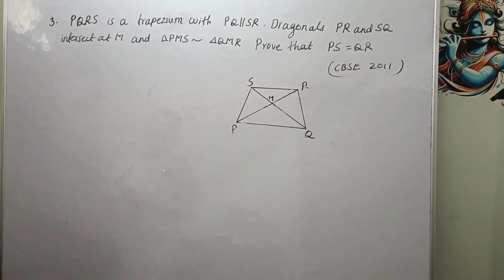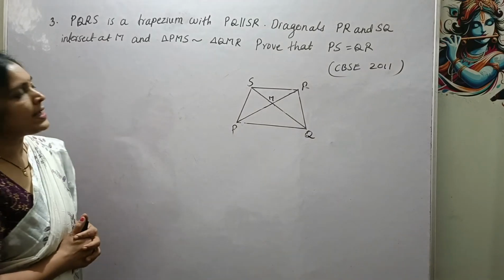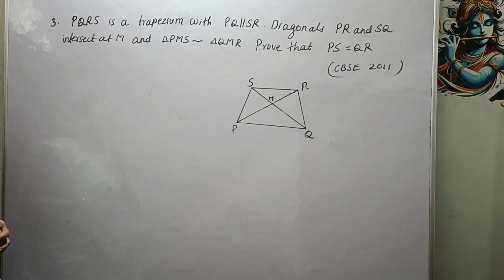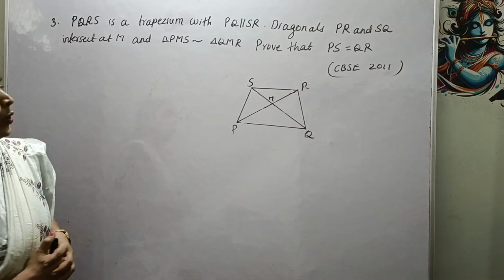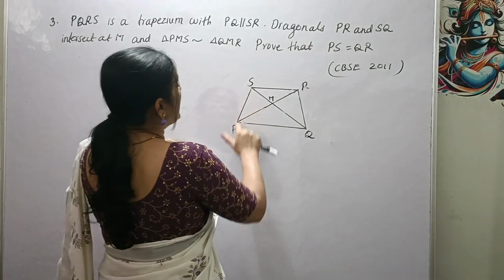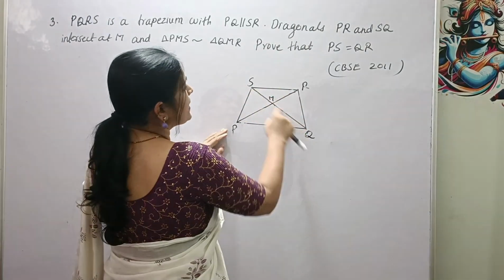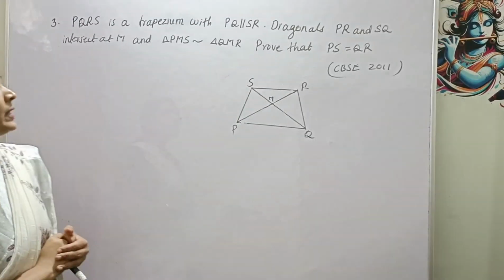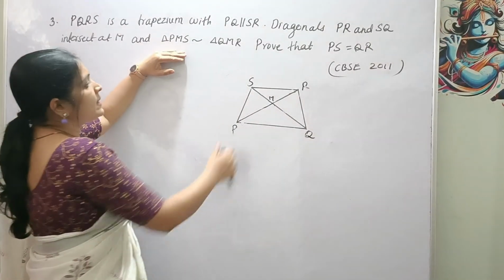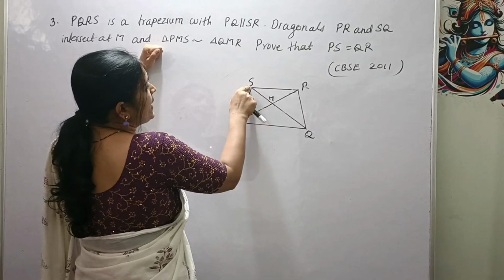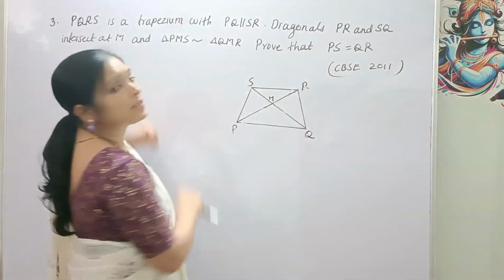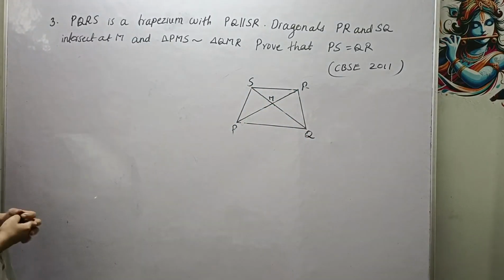PQRS is a trapezium with PQ parallel to SR, diagonals PR and SQ intersect at M, and triangle PMS is similar to triangle QMR. Prove that PS is equal to QR. Okay, so here it is given that PQ is parallel to SR and these diagonals intersect at point M. Then it is given that triangles PMS and QMR are similar triangles.